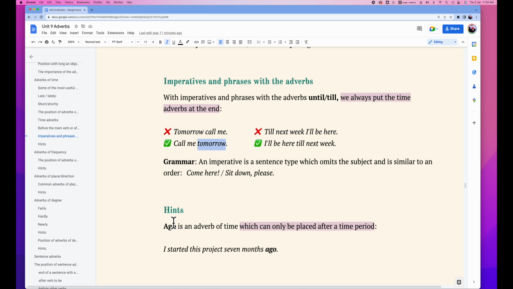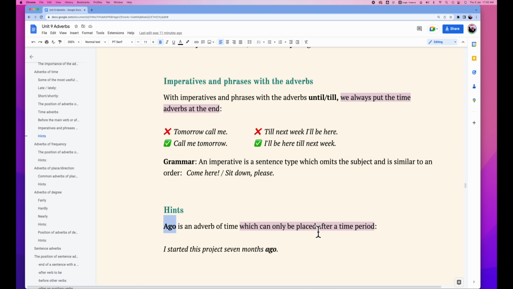And there are some hints. The word ago is an adverb of time which can only be placed after a time period. I started this project 6 months ago.